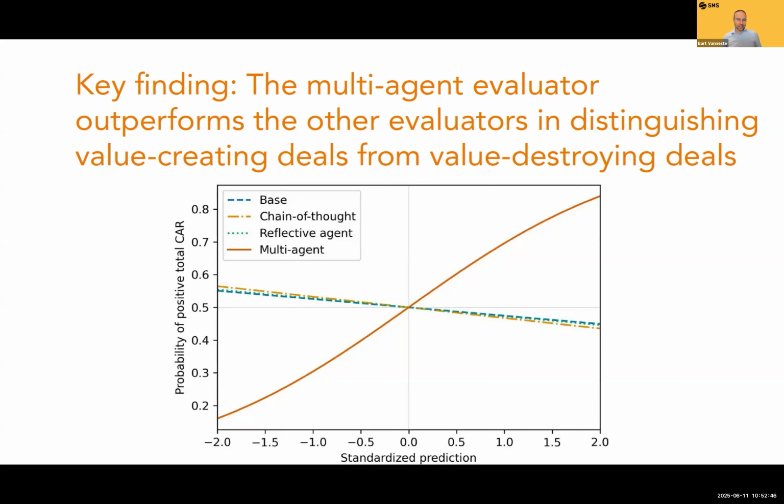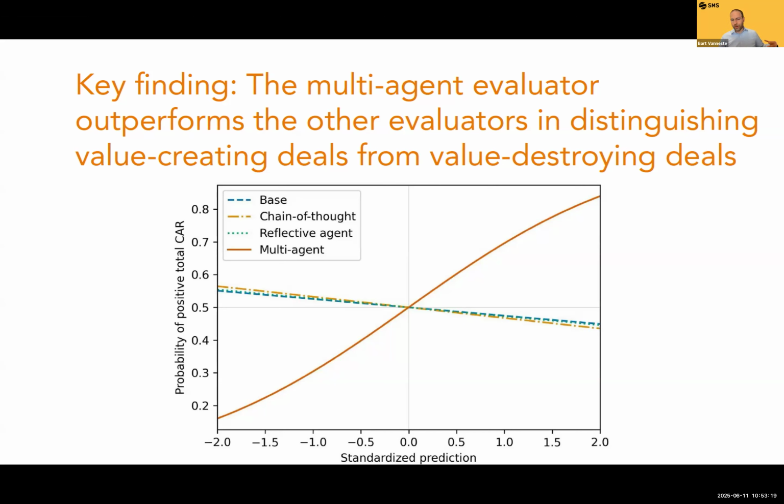Now, what you see is that base, chain of thought, and reflective agent are close to random in the horizontal line, so they cannot distinguish between them. You might be able to see only two lines instead of three, because the base and reflective agents are almost exactly on top of each other. But also what you see is that there's a nice positive slope for the multi-agent. So that is showing some capability of distinguishing between value creating and value destroying deals.